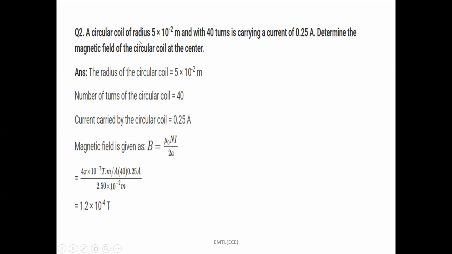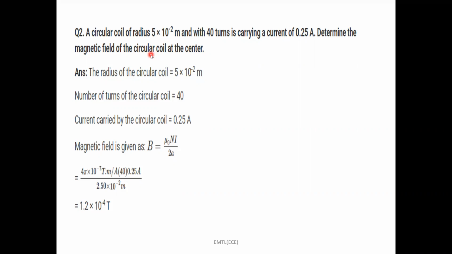A circular coil of radius 5 into 10 power minus 2 meters and with 40 turns is carrying a current of 0.25 amperes. Determine the magnetic field of the circular coil at the center.